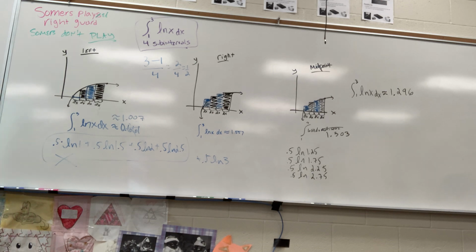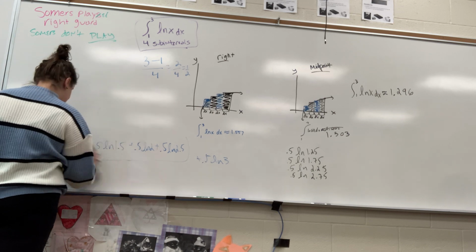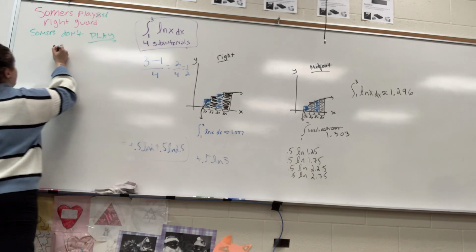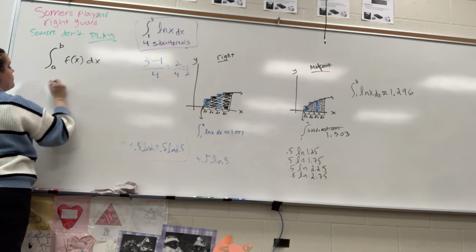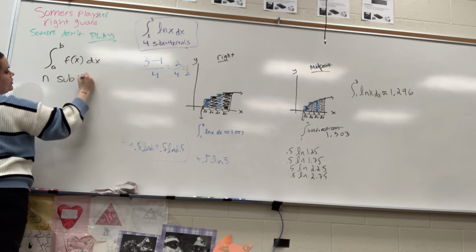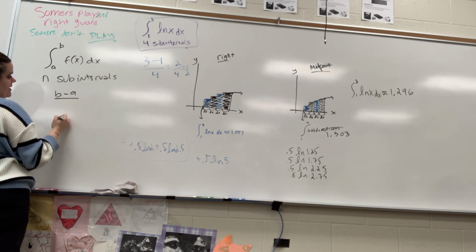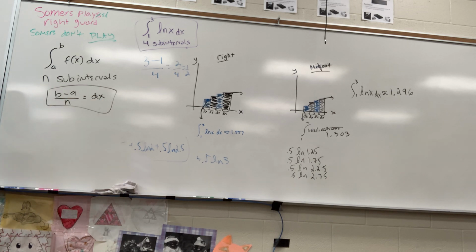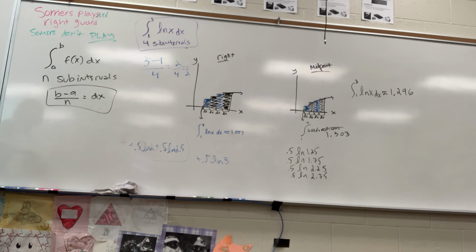We're going to do it with a table this time instead of with a graph. And not all of our dx values are going to be the same. But if they are the same, we need to come up with, if I have an integral from a to b of f of x dx, and I want n subintervals, b minus a over n. Good job. B minus a over n is my dx. It's already up there. Okay.